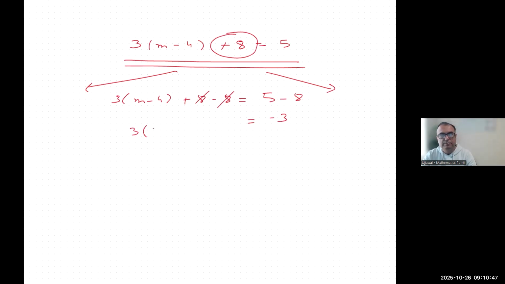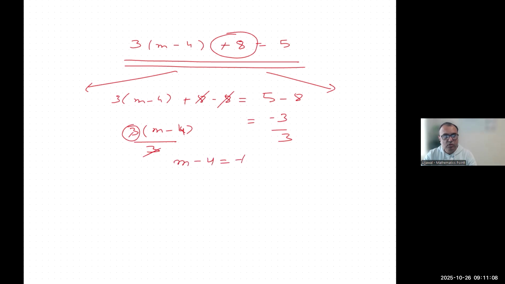3m minus 4. Now I can open the brackets up, or I can just get rid of this 3 straight away by dividing on both sides. So this becomes m minus 4 equals negative 1.